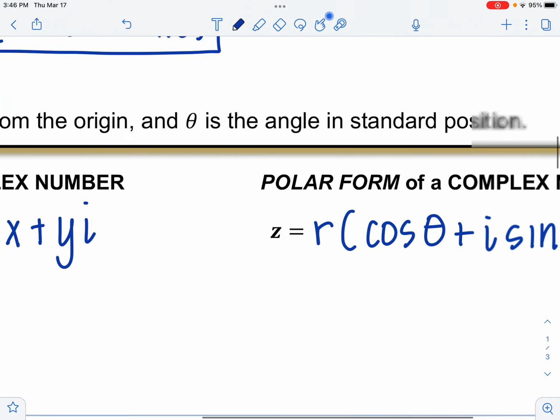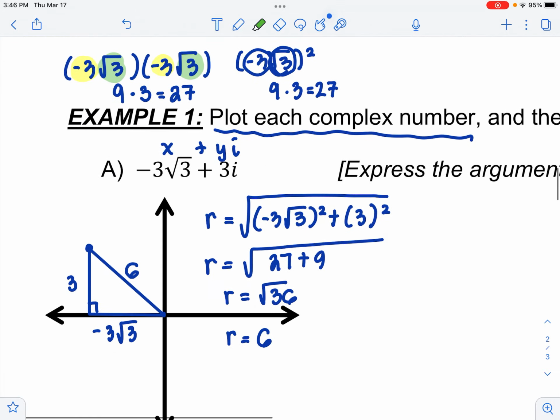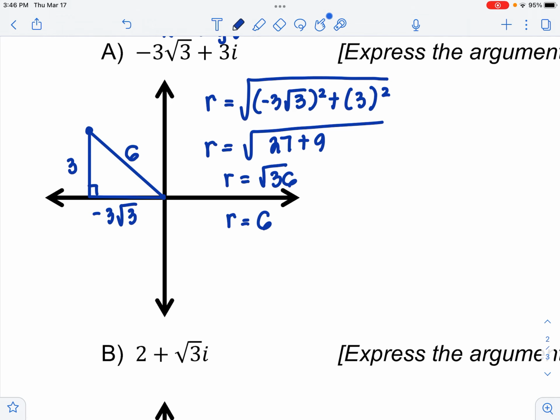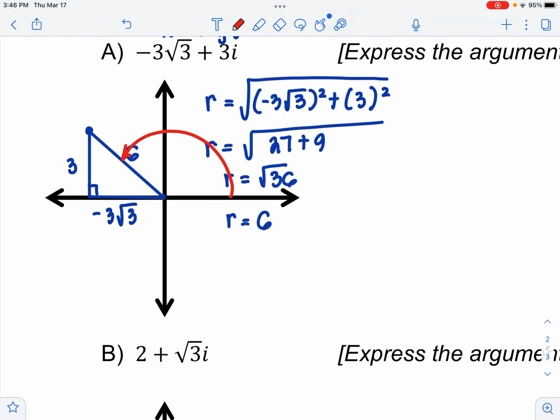Remember, to write a complex number in polar form, we need r and we need theta to put right here. So we have r right now. All right, now we need theta. So theta is this angle. Hold on, let me show you. This angle right here. That's theta in standard form, from the positive x-axis counterclockwise.